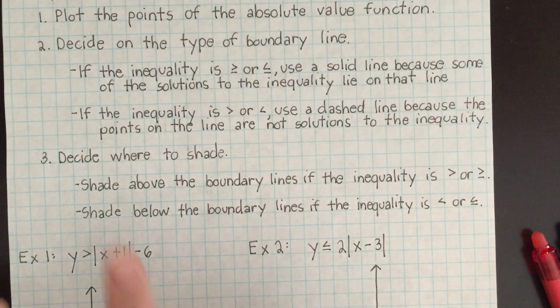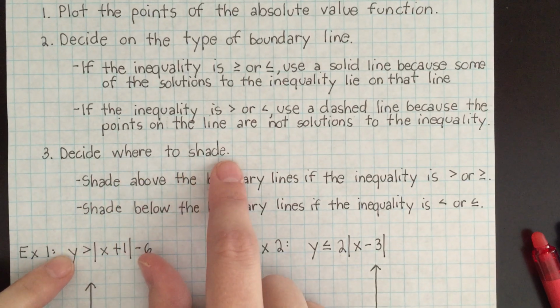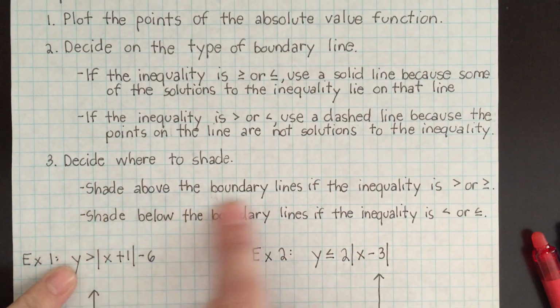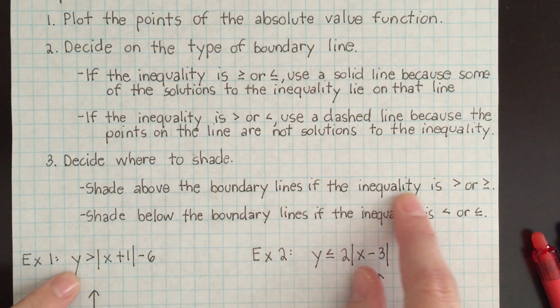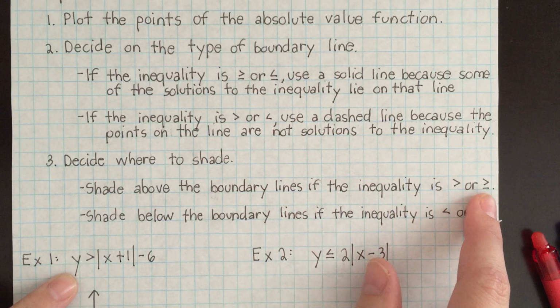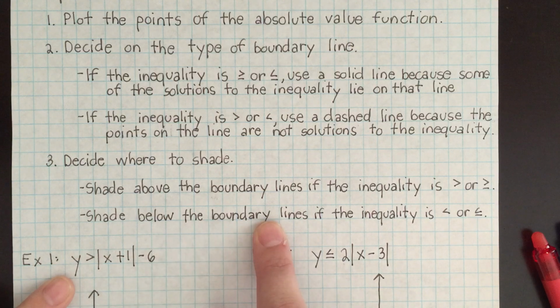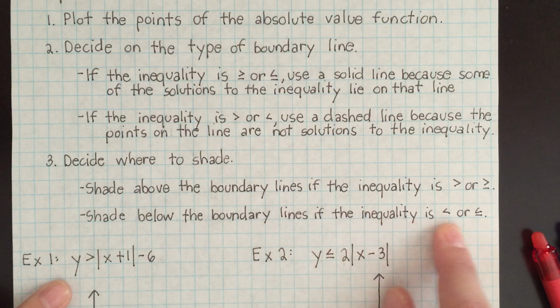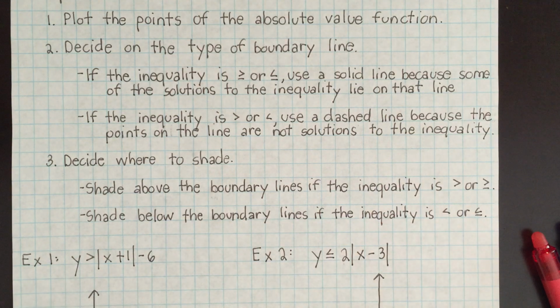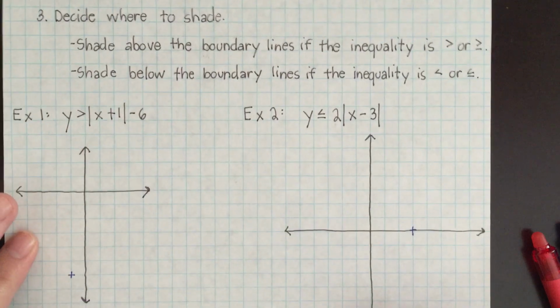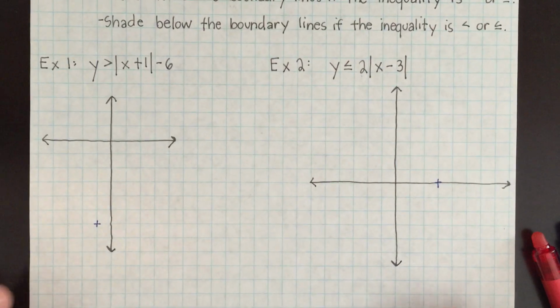Last but not least, you are going to decide where to shade. So you will shade above the boundary lines if the inequality is greater than or equal to, and you will shade below the boundary lines if the inequality is less than or equal to. All right, so I've just got two examples for you. Hopefully this will go pretty quick for you.